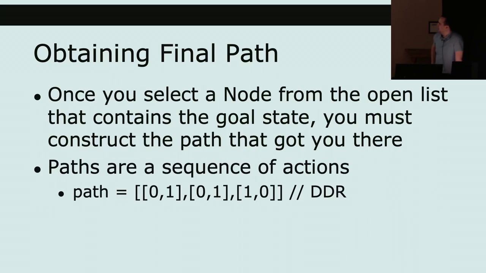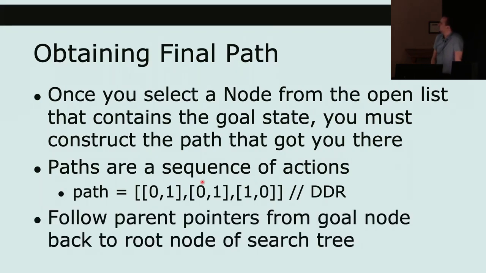So paths are a sequence of actions, not a sequence of states. Okay, so that's a little problem that some people have, is that they construct their path as a list of places you've been, but think about the path as a sequence of directions rather than the sequence of places. So for example, if your path was down, down, right, then this is how that path would look in JavaScript. Right? It's an array of arrays of actions. And so what you have to do is, once you get to the node, nodes are going to have a parent pointer to the parent of that node, which is another node. You follow the parent pointers from the goal node back to the root node of the search tree.